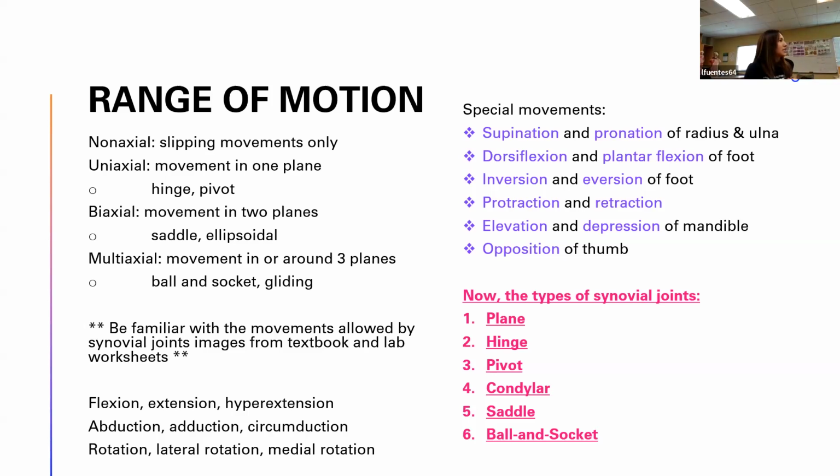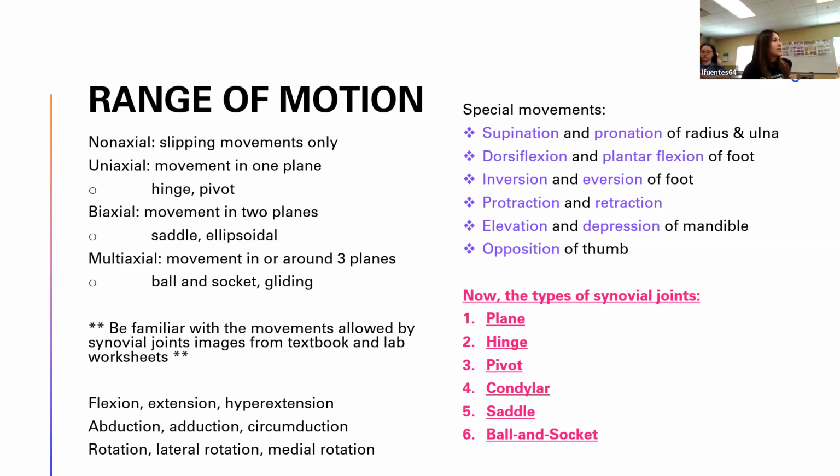Biaxial is movement in two planes. We have saddle joints and ellipsoidal joints. Ellipsoidal is condylar. It's one of those things where it's called different things. There are so many languages in the world, it kind of gets translated into different things. And then multiaxial is movements in or around three planes: ball and socket joints, or gliding. Gliding would be the motion.